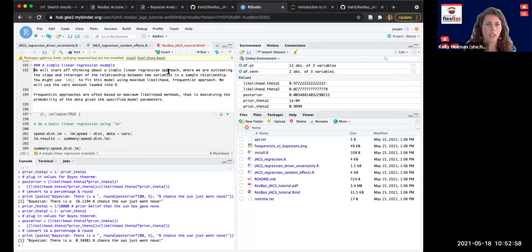We'll start off thinking about implementing a simple linear regression where we're trying to estimate the slope and intercept of a relationship between two variables in a really simple relationship. You might be familiar with using lm, that function, to fit a model using a more frequentist approach. We're just going to use the cars data set, which is loaded into R.